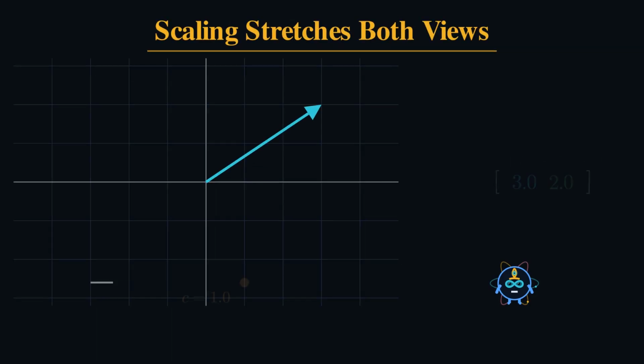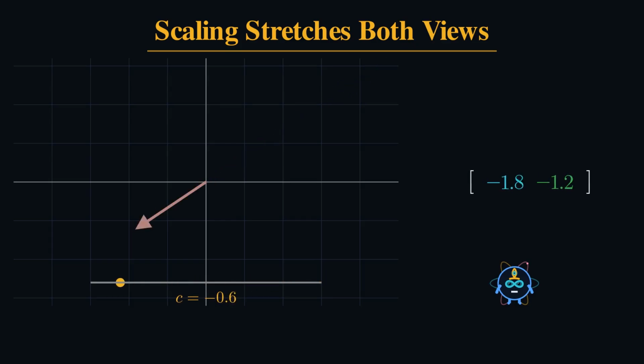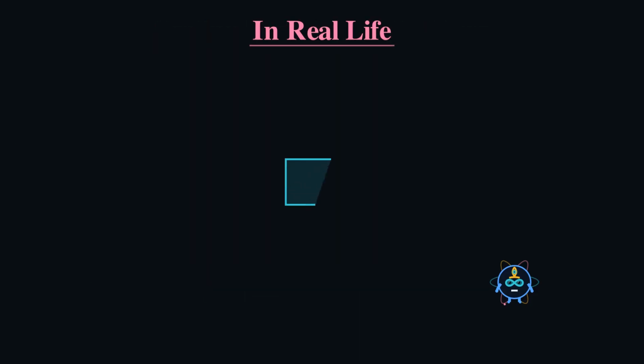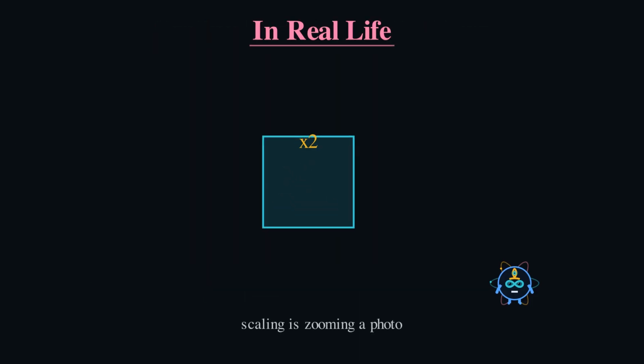Scale a vector by a number. Drag it up. The arrow grows and the list grows with it. Shrink it and flip it negative. Same line, opposite direction. Scaling a vector is zooming a photo. Same picture, same direction, just bigger or smaller.